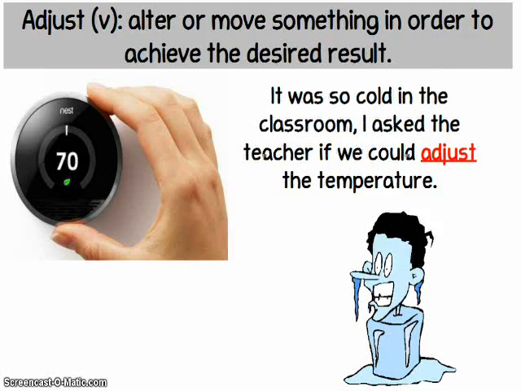Now, in addition to the previous definition, which is the one we're going to be using in the story Tuesdays with Other June, adjust also has a second definition. When you adjust something, it could mean to alter or move something because you're trying to achieve a desired result. You're trying to make it fit something. You're trying to make something just right.